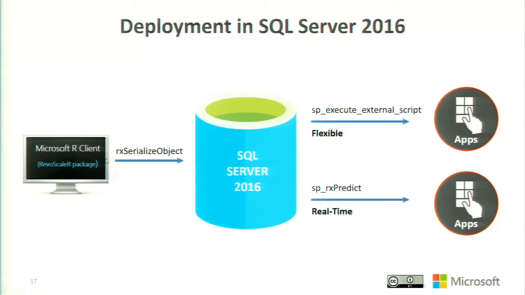From the client, you publish the model out to SQL Server, and the way you typically do that is to serialize that object into a binary string and then put it directly into a table where it can then be accessed by either the sp_execute_external_script stored procedure, which is the flexible version. You can use any R code in that environment, or the new sp_rxPredict stored procedure, which will just look at the model object and do those computations in real time.